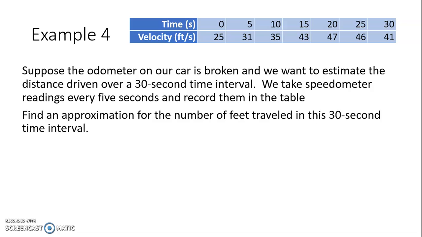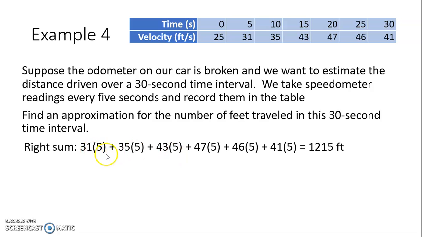So let me show you that calculation. Okay, for the right intervals, I would do 31 times 5 plus 35 times 5, 43 times 5, 47 times 5, and so on. Now notice a shortcut to this would be 5 times, then you just add all these numbers together: 31, 35, 43, 47, 46, and 41. So if you add those together and then take that sum and multiply by 5, that is a shortcut to this calculation. Now notice we used the right endpoint, so that's at the end of the time interval. This may be an overestimate, okay, because notice it went from a smaller velocity to a larger velocity. So the velocity is increasing for most of these, except for these last two. So it's probably an overestimate.